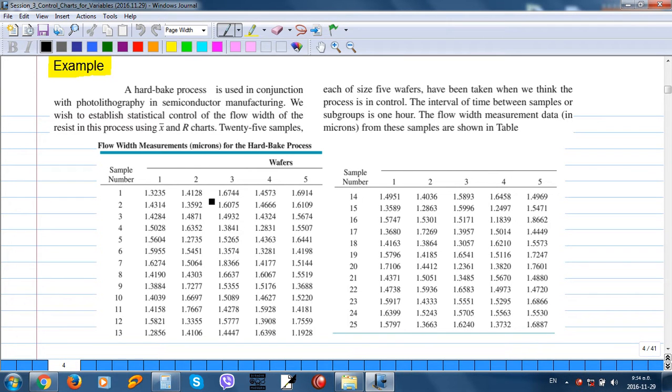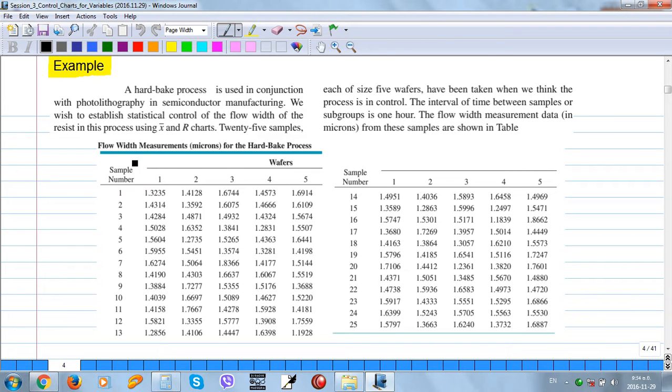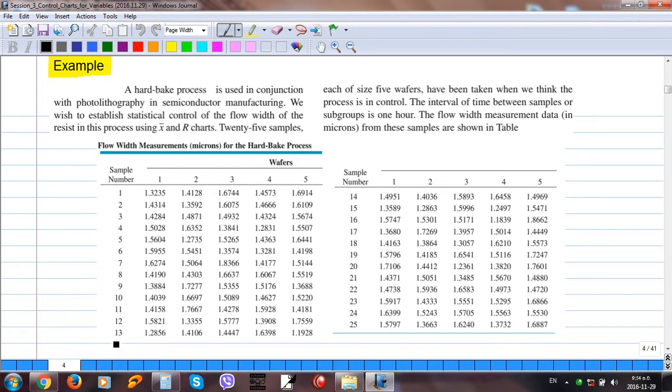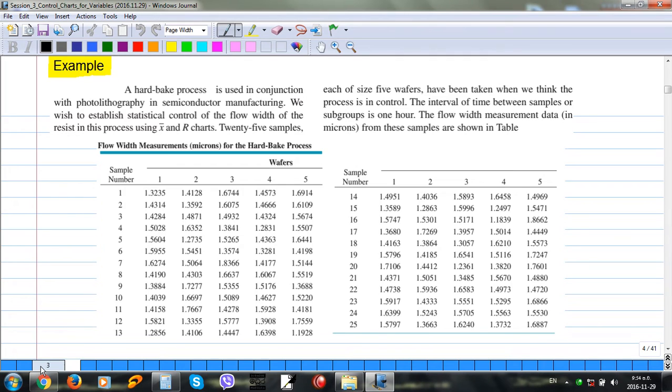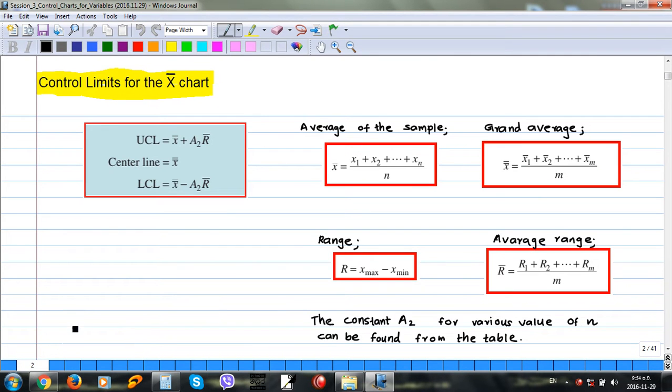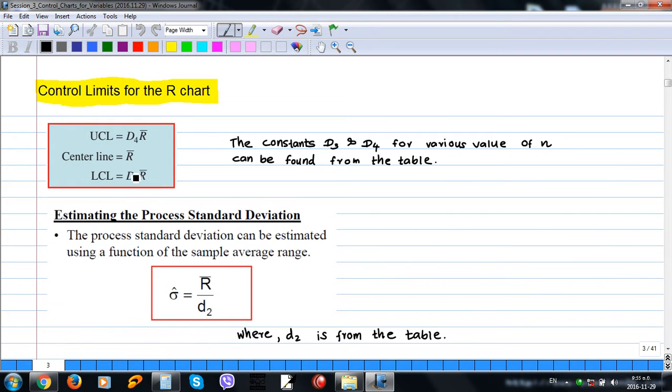Here n means the number of entries in each sample, 1 2 3 4 5, so n equals 5. And m means the number of samples; here there are 25 different samples, so m equals 25. Then we are going to find the X bar chart and the R chart. For the X bar chart we have to find X double bar and A2, and for the R chart we need R bar.